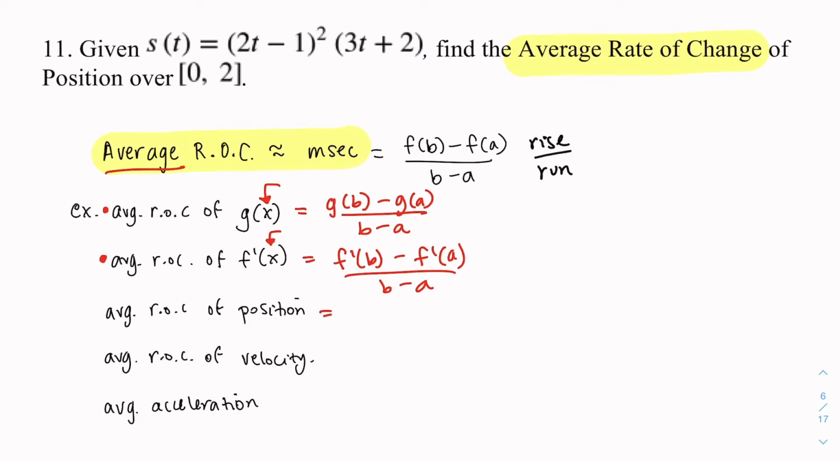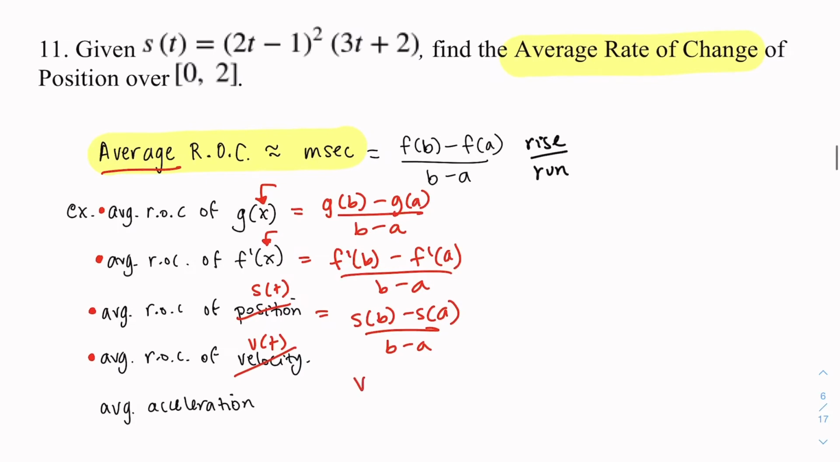If it says find the average rate of change of position, well, position is s of t, so I do s of b minus s of a over b minus a. See the pattern? If it said find the average rate of change of velocity, try it yourself. Pause the video. So you would have done v of b minus v of a all over b minus a.